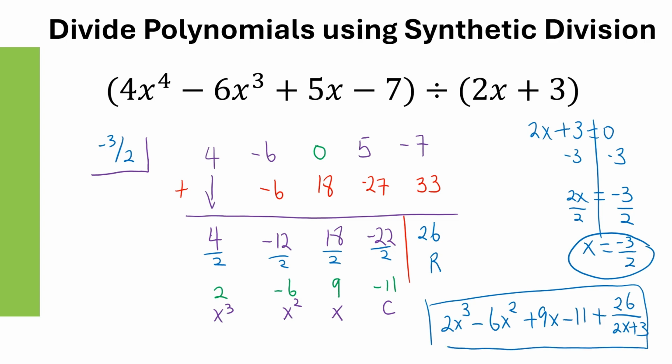The reason we don't divide the remainder by 2 is because the remainder is not part of the main division process. It represents what's left after the division. So that's why we're only reducing the coefficients of the quotient by 2, not the remainder.